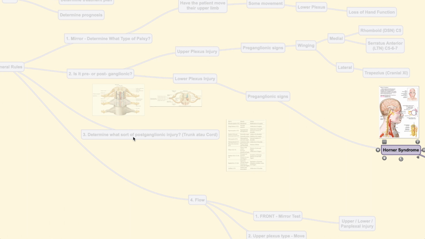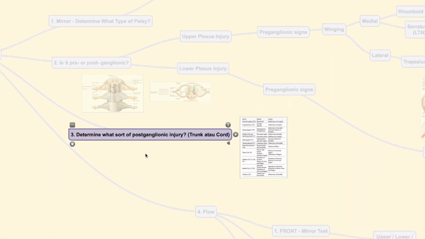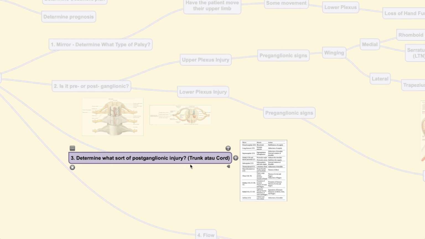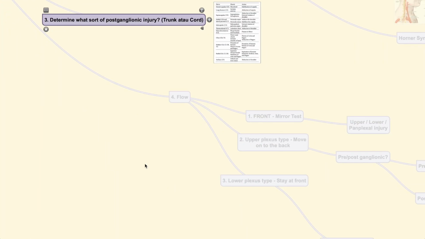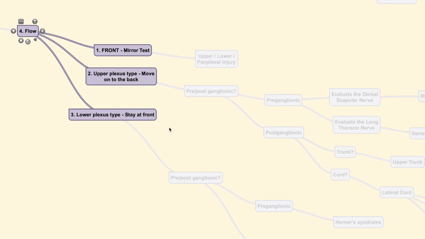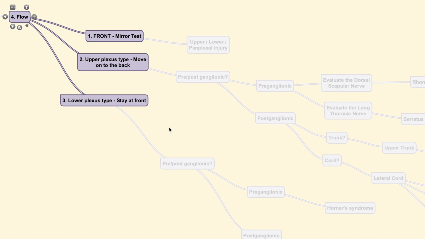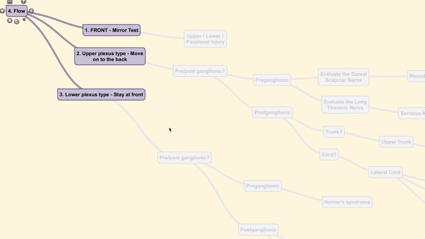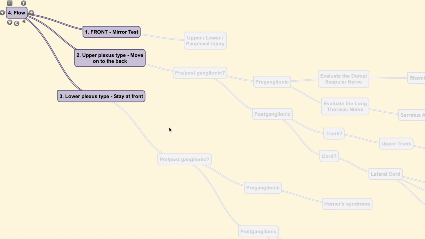Now the last part of this examination, when you have determined that it is a postganglionic injury, is to determine the location of the injury, whether it is around the trunk or the cord. So I'm going to give you this information here, which is the flow. This flow was developed by my teachers back during my residency, and it was taught to us, and today I'd like to teach it to all of you.